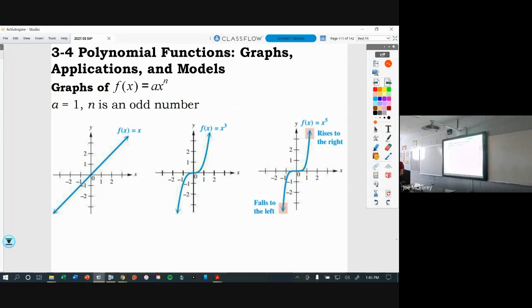Here's a similarity that y'all didn't mention. Y'all did mention they all go through the origin. They also all go through the point 1, 1. They also all go through the point -1, -1, don't they? All 3 of them do. Because what is 1 raised to any power going to be? One. And what is -1 raised to an odd power going to be? -1, right? So those 3 points are on all 3 of those graphs.